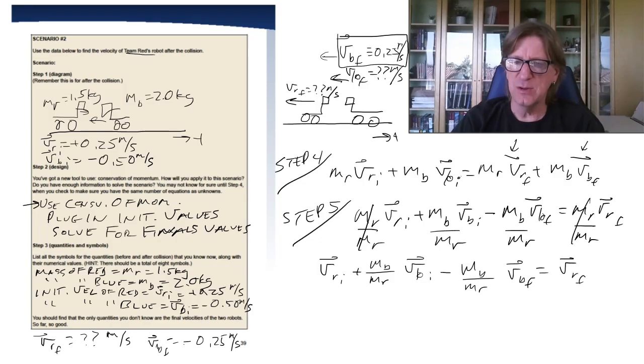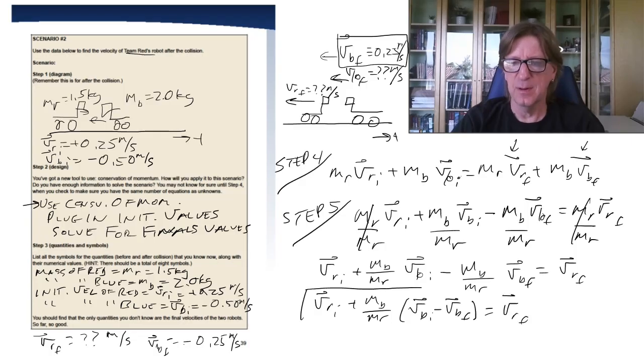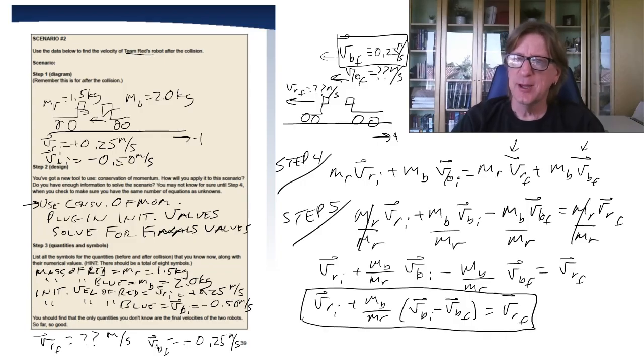All right, so now you see that I've got this ratio, this MB over MR term in both of these, so I can factor that out. And so I get VRI, or let's see, that should be plus the ratio MB over MR times VBI minus VBF, and that equals VRF. If you get this far on the exam, you are doing very well. Now all you need to do is plug in some numbers and you're going to get an answer.